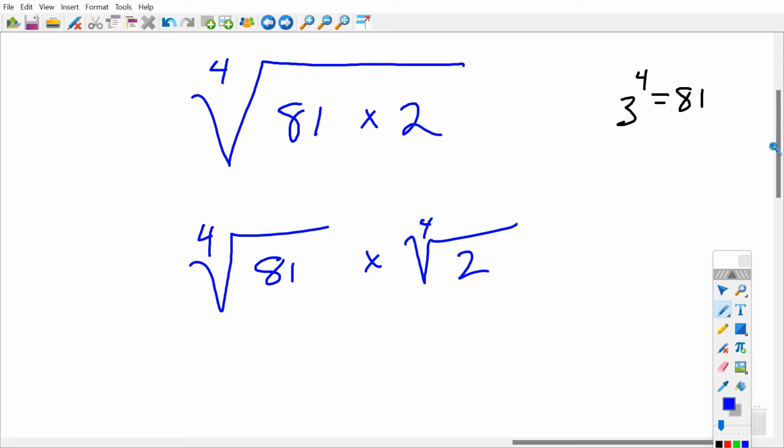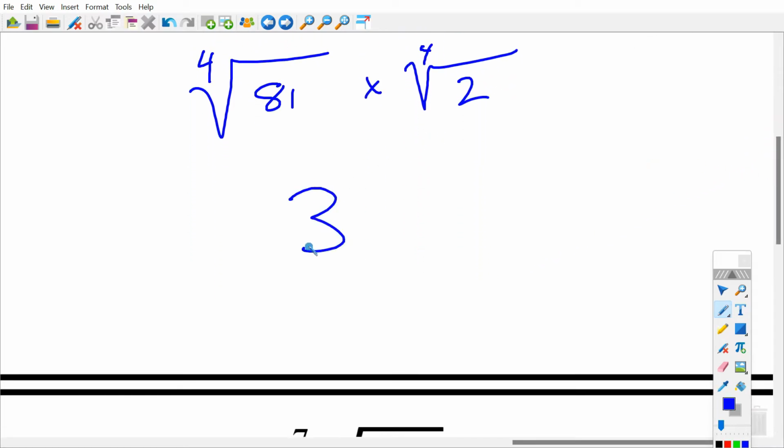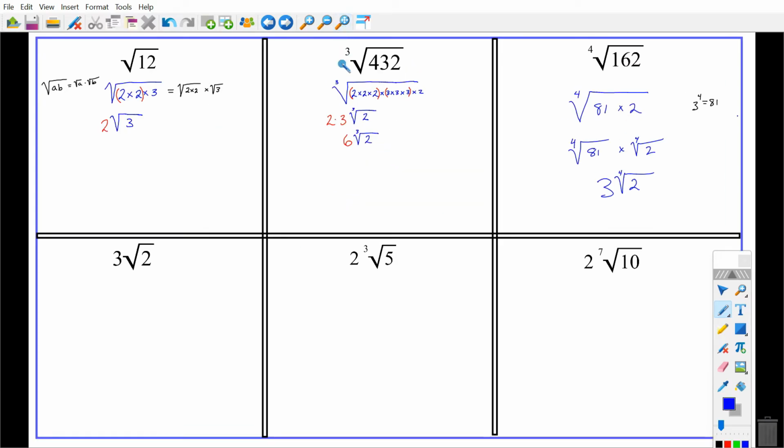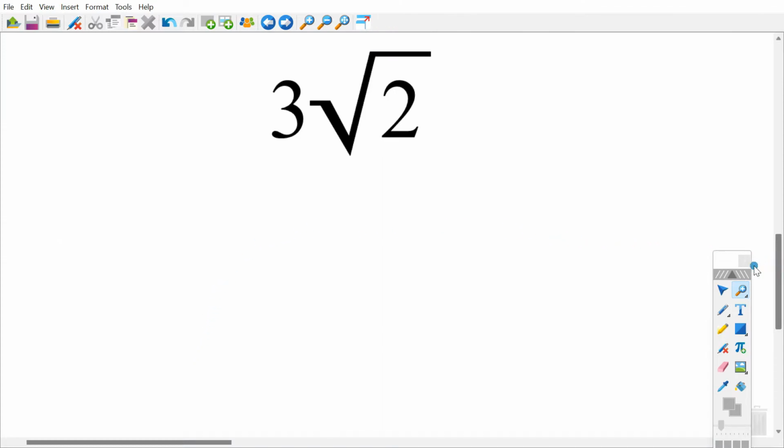And then the fourth root of 81 is just 3. And then we have the fourth root of 2 left over. So it's the same as saying 3 times the fourth root of 2, or 3 fourth root 2. So that's radical reduction. You can also go in the reverse. So what's that going to look like?